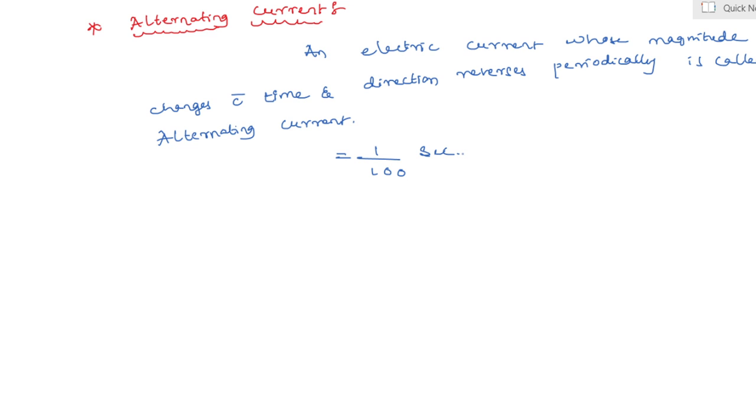The advantage of AC over DC is that electric power can be transmitted over long distances without much loss of energy. My dear students, what is the advantage of AC? It transmits electric power over long distances without much loss of electrical energy.